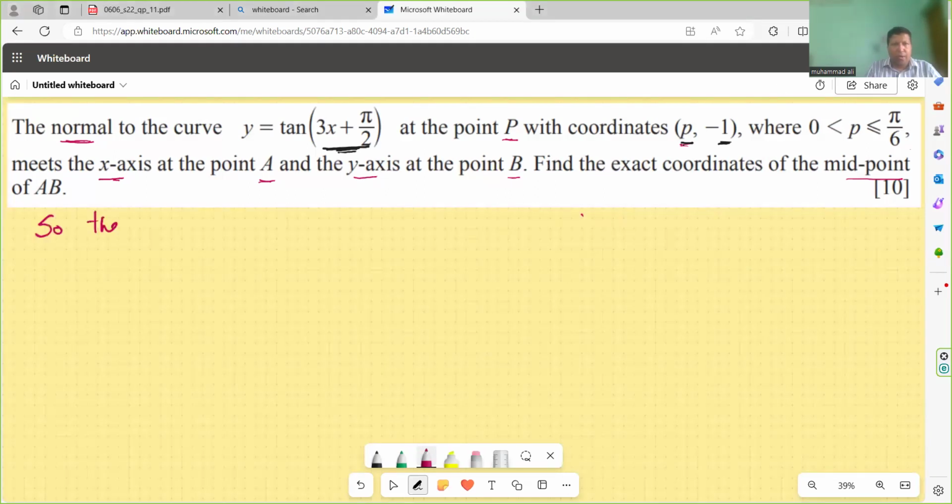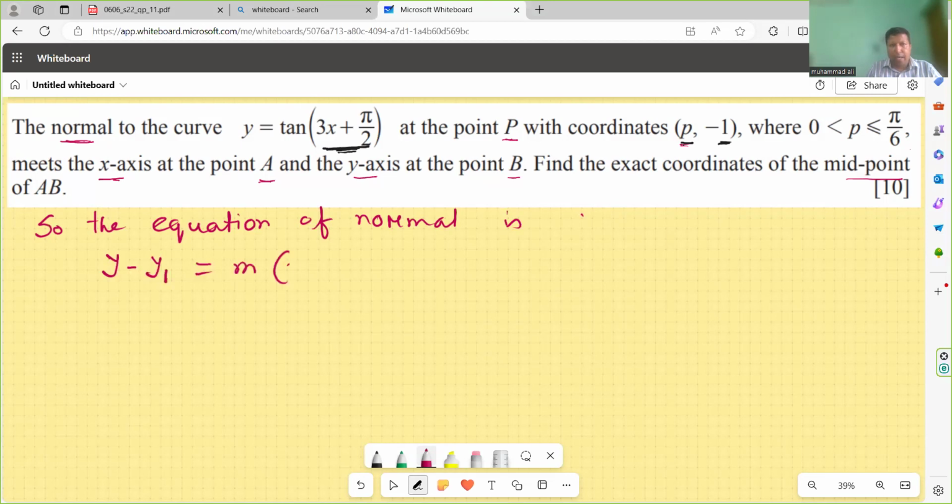So the equation of normal is y minus y1 equals m(x minus x1). So y minus y1 equals, here, minus 1. m is the gradient of normal. We got this as minus 1 by 6. x minus p value, we got pi by 12. So p value means x value, pi by 12.